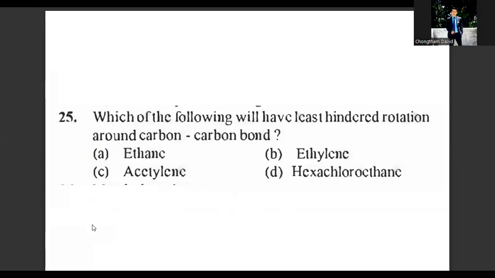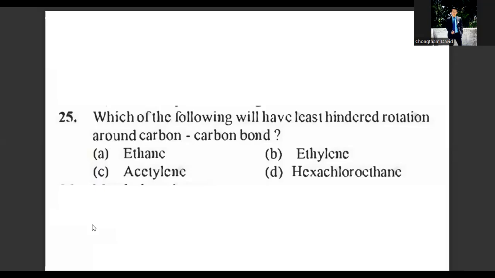Question 25. Which of the following will have least hindered rotation around a carbon-carbon bond? So ethylene, when you look at the options, has a restricted rotation because it has a multiple bond. Acetylene has no rotation. Hexachloroethane has more rotation than ethylene, but less than ethane because of the greater size of the substituent chlorine in hexachloroethane than in ethane, where the substituent is hydrogen.